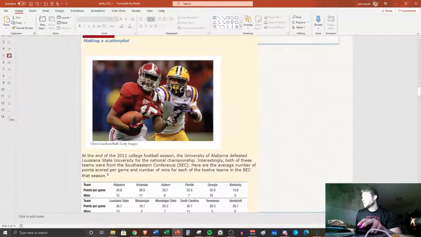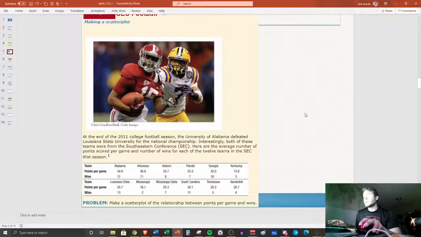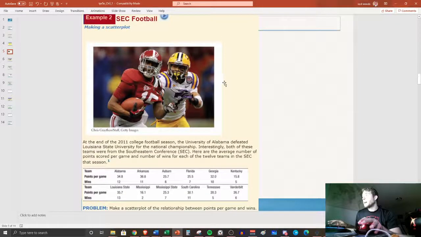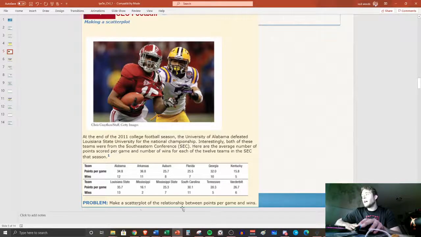Actually, let me do this, so we can just really see everything. Okay, so SEC football. This data comes from 2011, the college football season, and Alabama and LSU were in the national championship. This is before they were doing the playoffs. Interestingly, both of these teams were from the SEC. Here are the average number of points scored per game and number of wins for each of the 12 teams in the SEC. So we can see all of these data points. Okay. So we want to make a scatter plot of the relationship between points per game and wins.